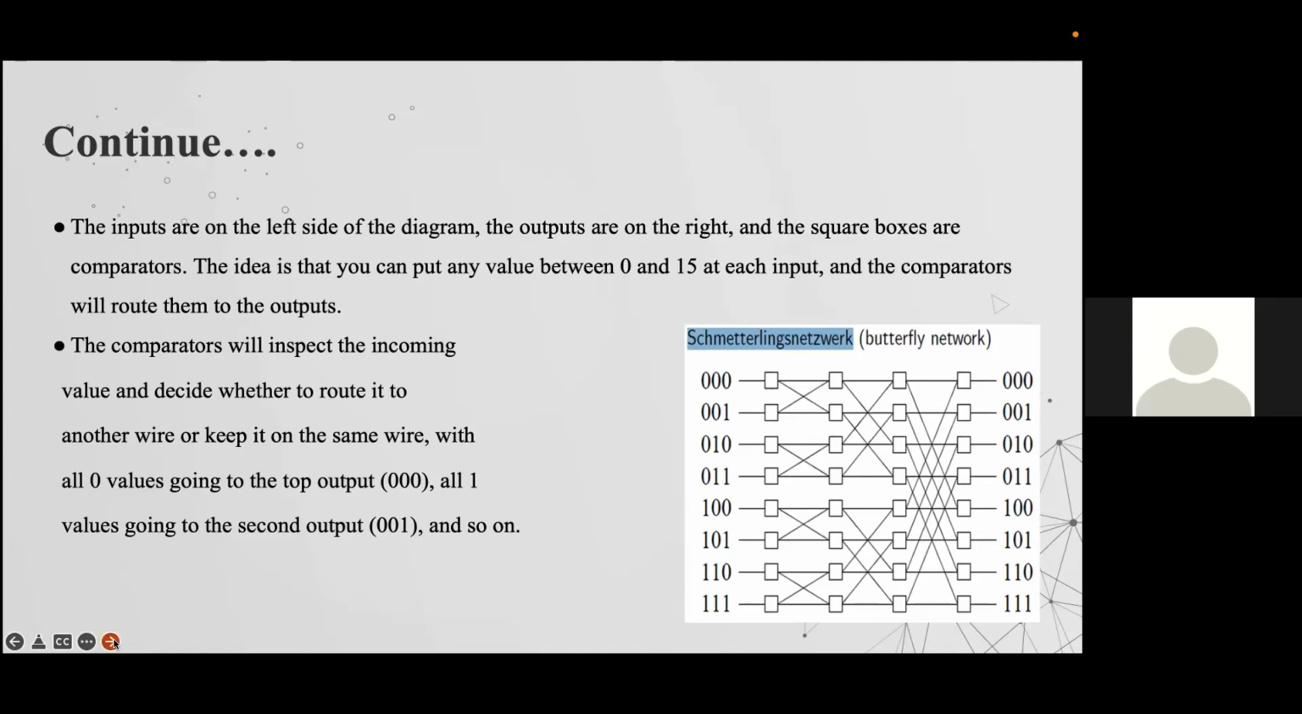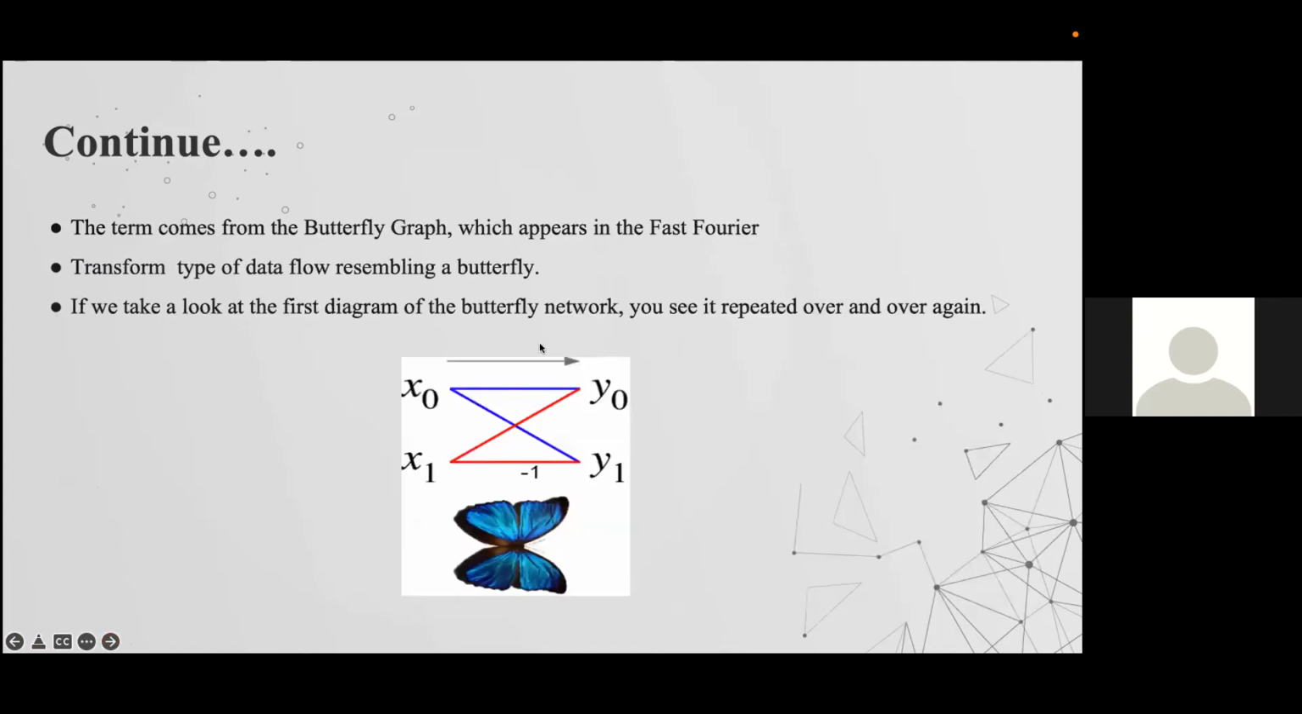Coming to the next slide, here we can see a graph. This actually resembles a butterfly. That's why this network is called a butterfly network, and the sorting algorithm is named after it. You can see the data is going here and repeating again and again, simply resembling a butterfly.